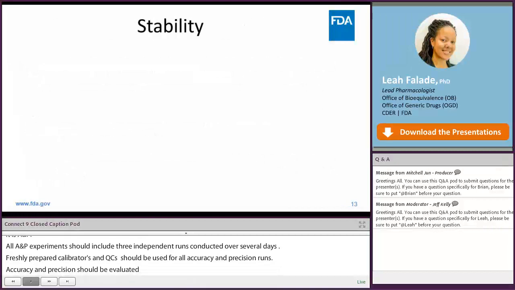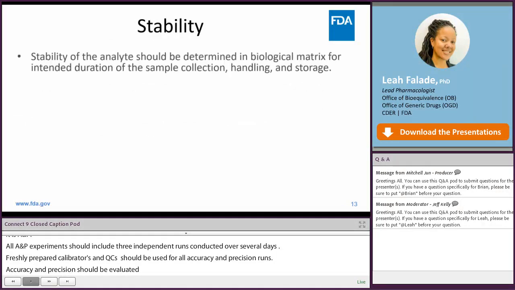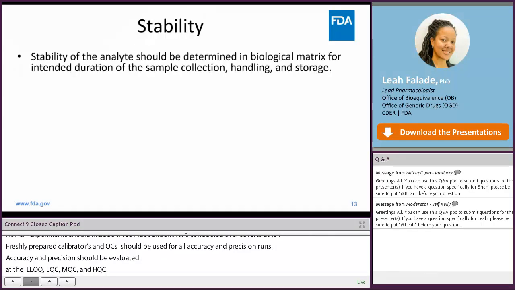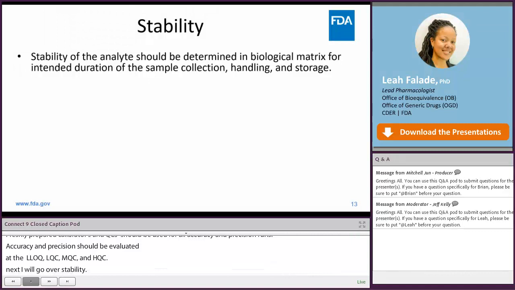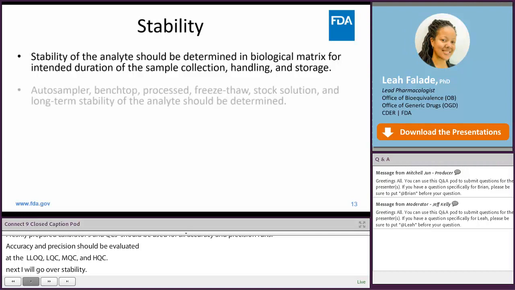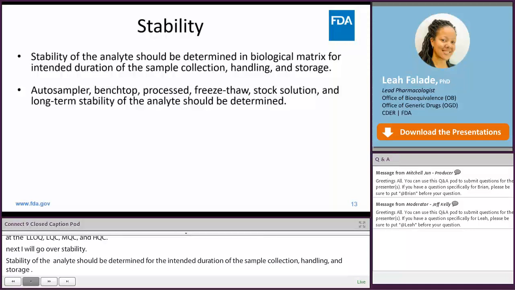So next I'll go over stability. Stability of the analyte should be determined in the biological matrix for the intended duration of the sample collection, the sample handling, and also the sample storage. Stability should be assessed for autosampler, benchtop, processed, freeze-thaw, stock solution, and long-term stability of the analyte should be determined.